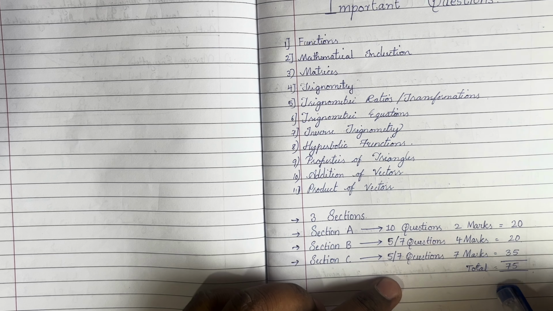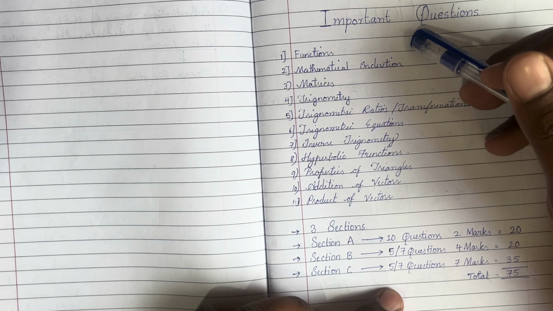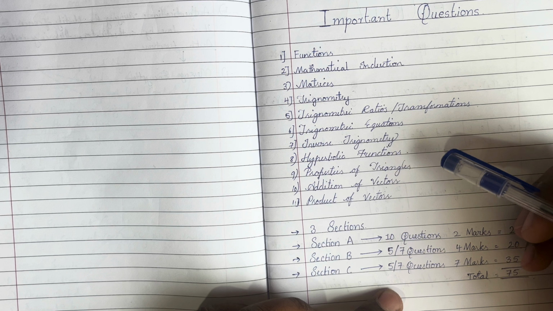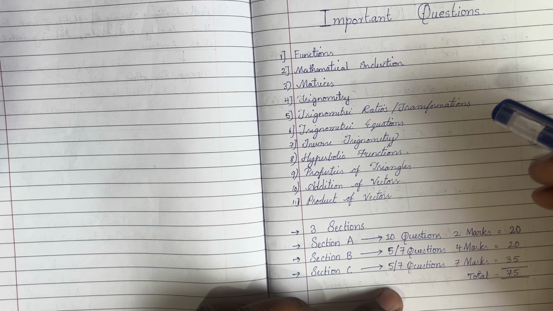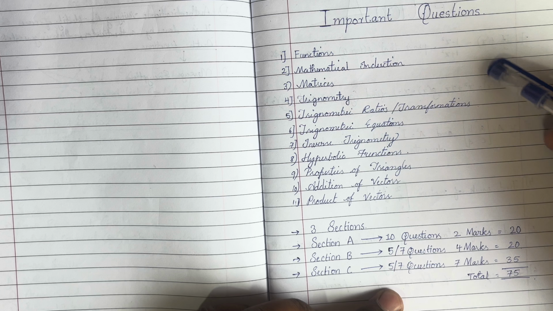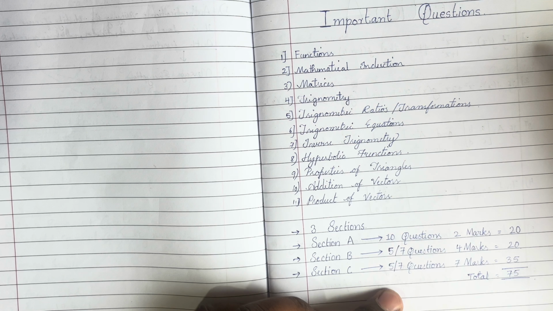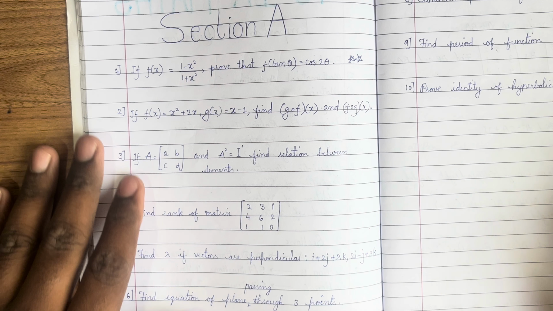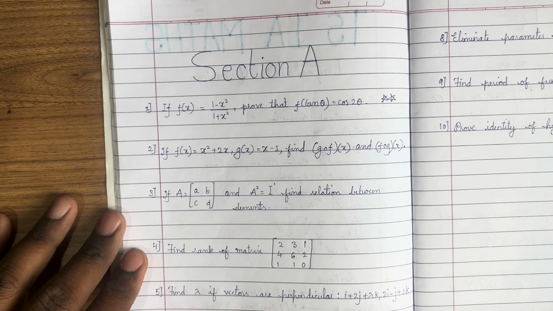So if you focus on around 7 to 8 topics of these, you can easily crack the examination and get 60 plus marks. But our target is to get 75 out of 75. So learning each topic can get you easy marks. Without wasting a single minute, let's get into the topic of our first video, which is section A.